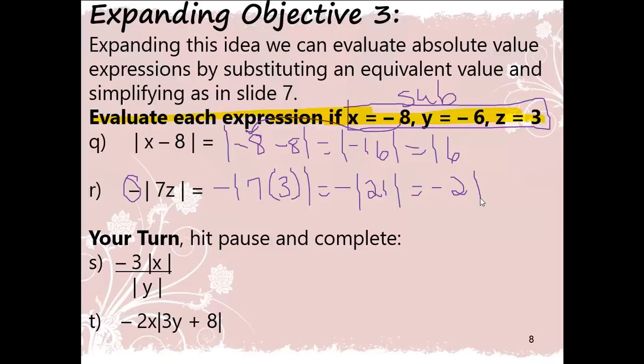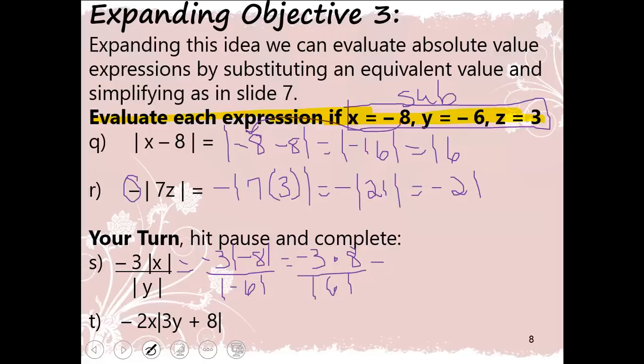Okay, here we go. I'm going to plug in, and I'm going to work my numerator, and then I'm going to work my denominator. So I have negative 3 times the absolute value of negative 8 all over the absolute value of negative 6. Lots of negatives going on here. The negative 3 doesn't change because it is not an absolute value. However, the absolute value of negative 8 is a distance of 8 units. The absolute value of negative 6 is a distance of 6 units. So I get negative 24 over 6, which equals negative 4.